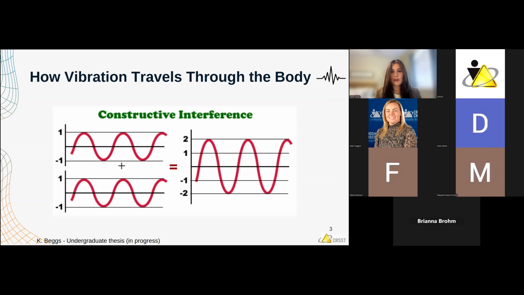So to understand the effects of vibration on the body, it's important to understand how vibration actually travels through the body. So in physics, this may be a long time for some of you, you may remember the concept of constructive interference. Basically, when we have 2 waves that are the same frequency, we can even say amplitude here, like this one right here and this one right here, if they come in contact, so if they meet and match, they will add together. And this will create a much bigger wave here.